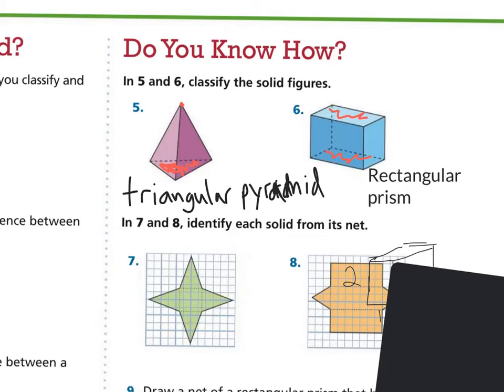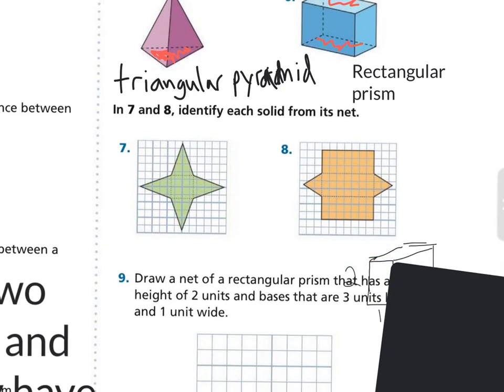Looking at number 7, they want us to identify that solid. So this one, again, the base is going to be in the middle of our net. So we have our base there. And then if we think about what's going to happen if we fold the rest of this, the rest would fold up and come to a point. And so this would be, to be safe, a rectangular pyramid, because that base, that red side, is a rectangle. So rectangular pyramid.